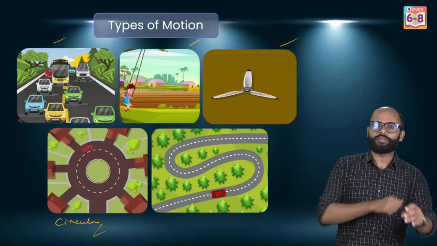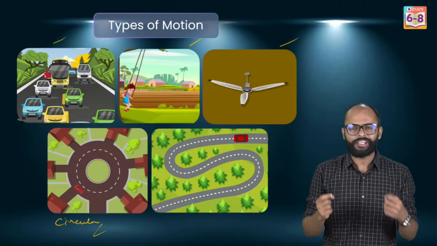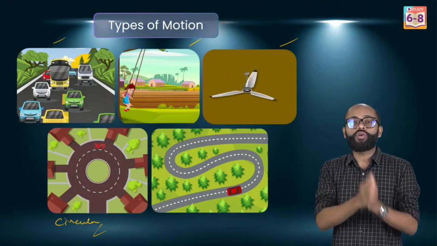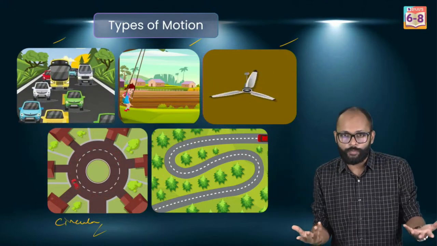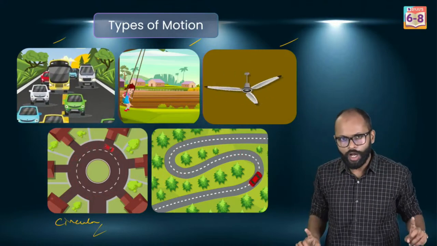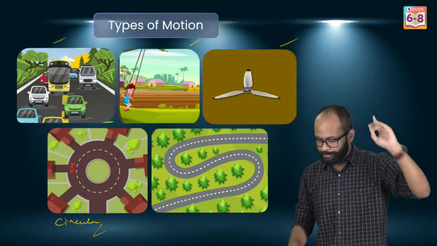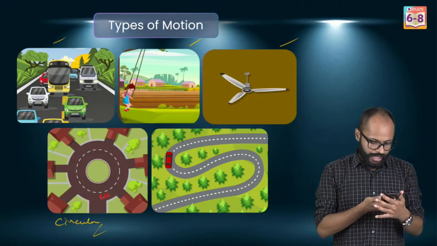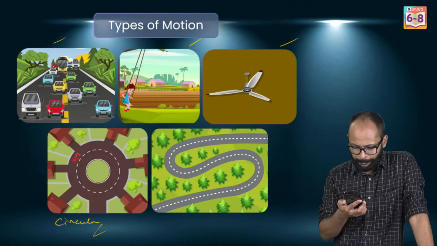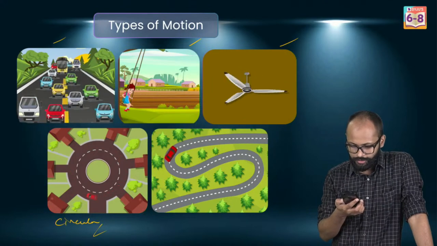What happens in circular motion? It is when a point object is moving in a circle about a center. That is circular motion. Rotational motion is when an extended object is rotating about an axis. That is rotational motion. Clear? Yes or no? Quickly tell me. It's a small thing. Is it lagging? Now it's fine. Very good.